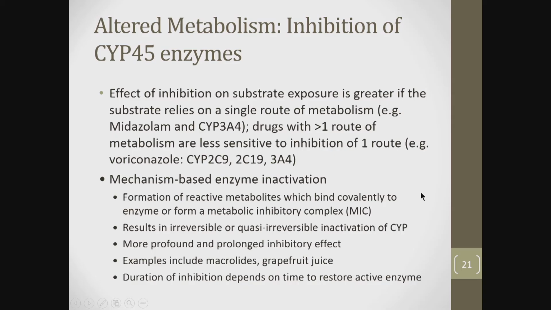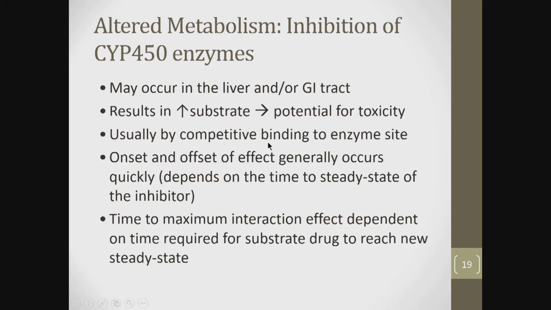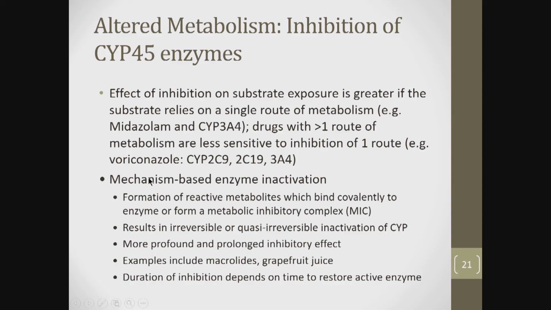We talked about the most common method, which is typically via competition at the enzyme binding site, but there's another mechanism, and that's called mechanism-based enzyme inactivation. That results when reactive metabolites form and make an inhibitory complex. We sometimes refer to this as irreversible or quasi-irreversible inactivation of CYP. It generally results in a more profound and prolonged inhibition effect. So even after you withdraw the inhibitor, the inhibition can persist for some time due to this metabolic inhibitory complex. Some examples include the macrolide antibiotics like clarithromycin and erythromycin, as well as grapefruit juice.